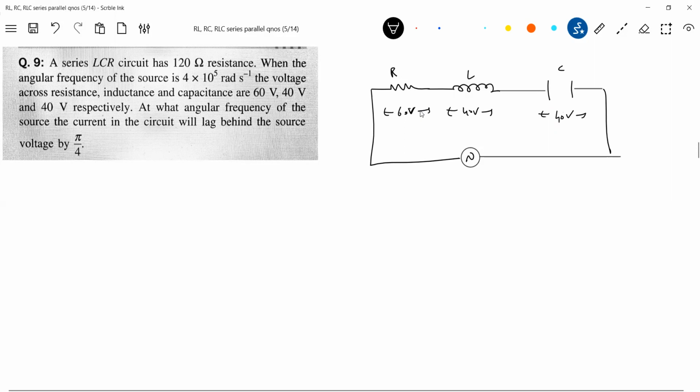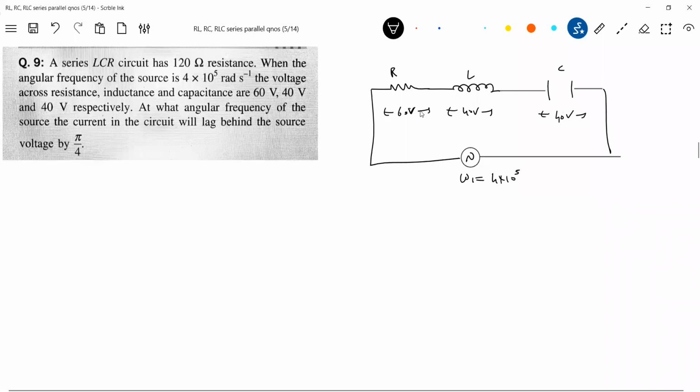At what angular frequency of the source will the current in the circuit lag behind the source voltage by pi by 4? Current will lag behind. So what should the circuit become? When the angular frequency is how much? Now omega 1, let me call this 4 into 10 to the power of 5. These are the drops here.